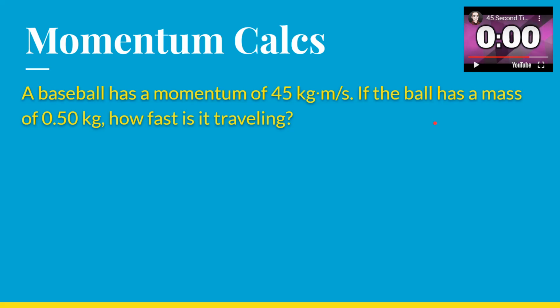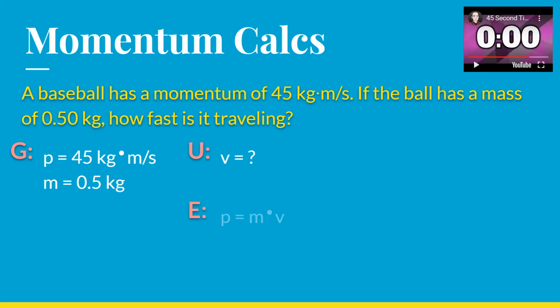Okay, so let's work through it. Hopefully you had enough time to at least get started on it. Maybe you got the answer. It should be pretty quick. But let's label our givens. We have a momentum of 45 kilogram meters per second, and we have a mass of 0.5 kilograms. Luckily, my units already matched. I don't have to do anything with them. I can leave it as is and just plug into my equation to solve for the velocity.